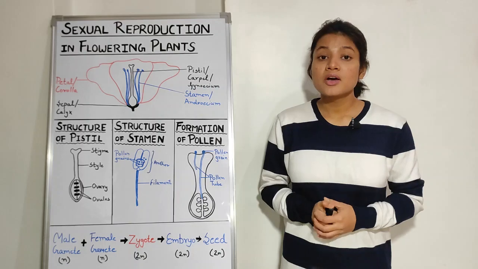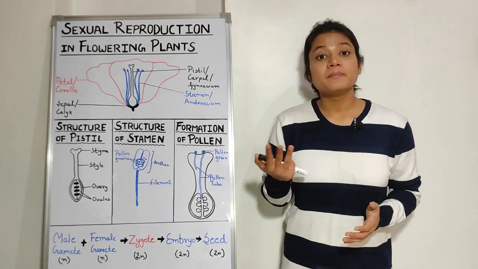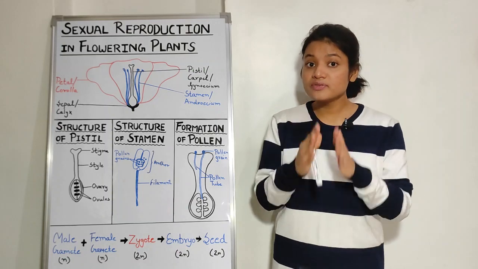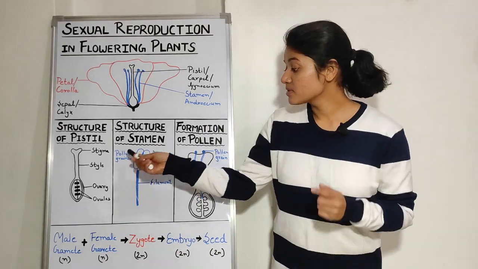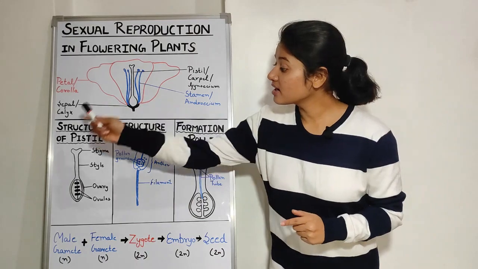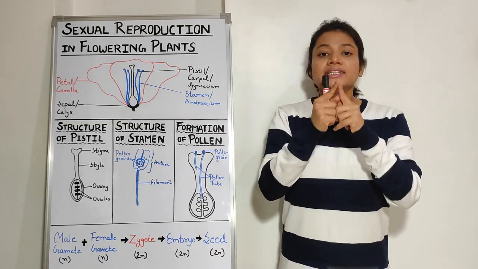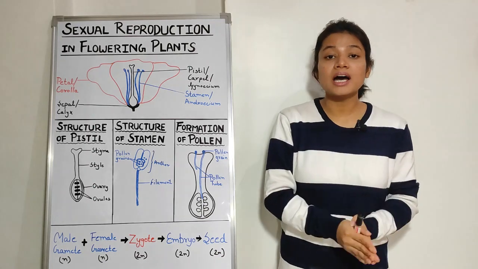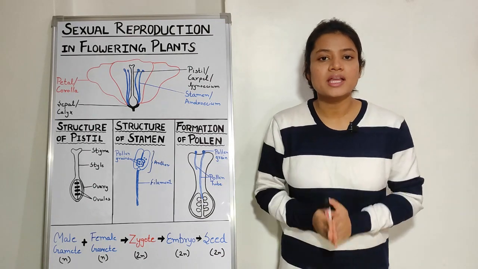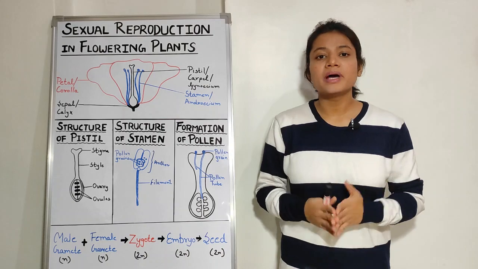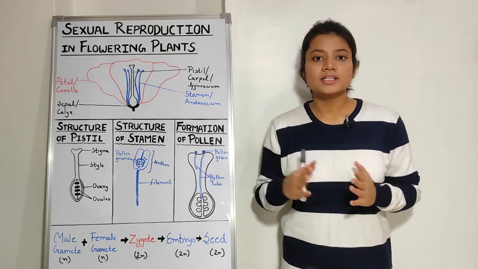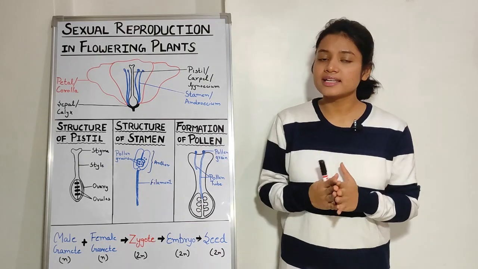Do you know students, for the formation of seed, the male gamete and the female gamete have to get fused, and for this fusion, the pollen grains from the anther have to get transferred to the stigma. The transfer of pollen grains from the anther to the stigma is termed as pollination, and the pollination can be done by many agents. These agents can be wind, water, animals, insects, etc.